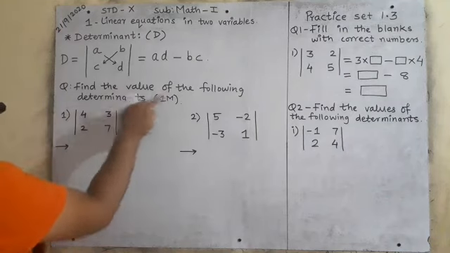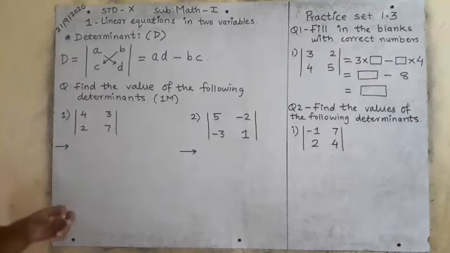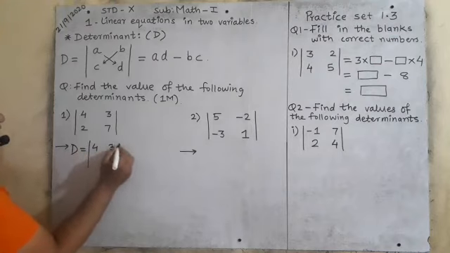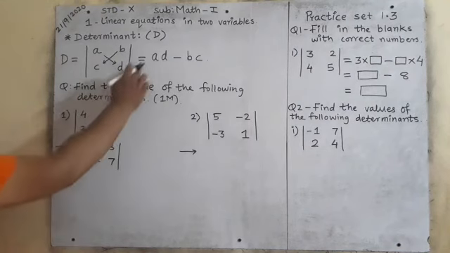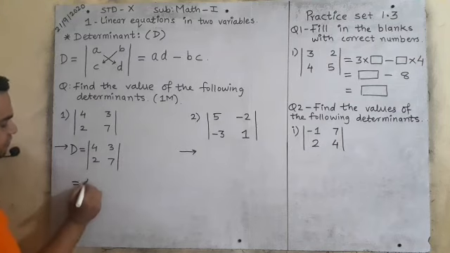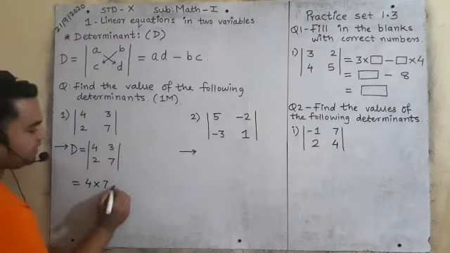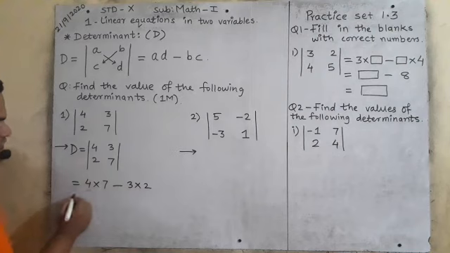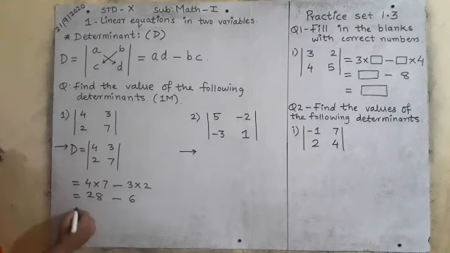The question is, find the value of the following determinant, for 1 mark. This is the given question. I will represent it by capital D, which is 4, 3, 2, 7. What is the formula we have here? We will multiply 4 by 7, then minus this 3 multiplied by this 2. So what is the answer? 4 7s are 28, minus 3 2s are 6. 28 minus 6 is how much? 22. So the answer here is 22. How have you solved?